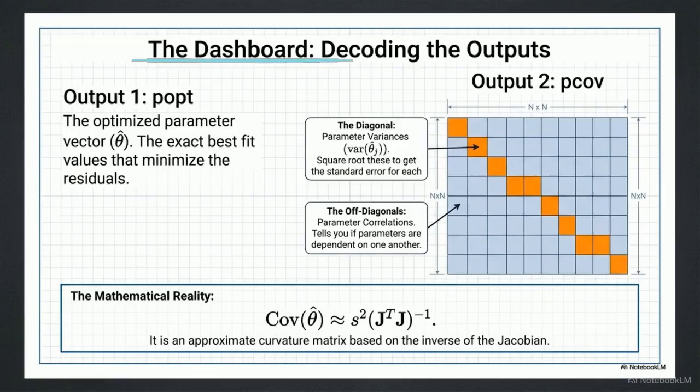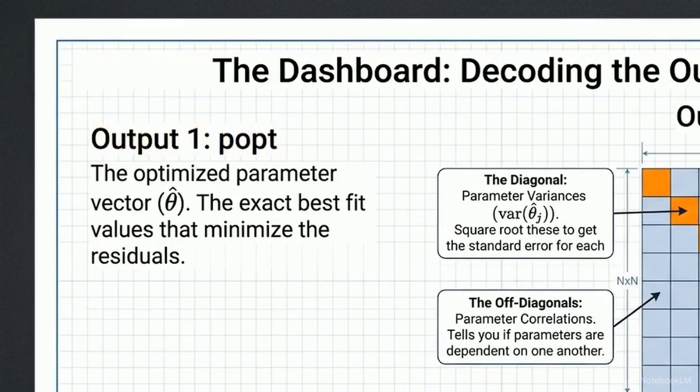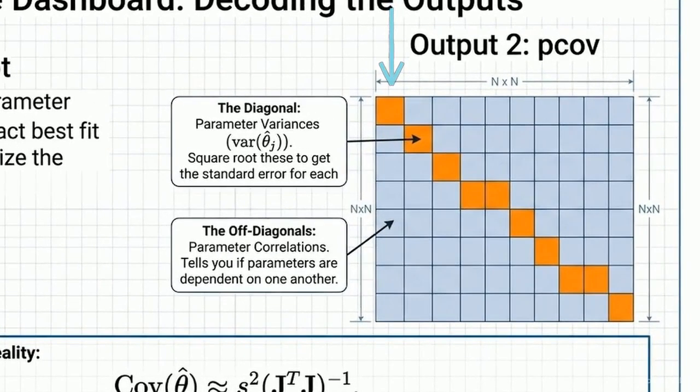When the optimization engine finally converges, it returns two arrays. This dashboard breaks down the output. The popt vector contains the exact best fit parameter values that minimize the squared residuals. The second output, pcov, is the covariance matrix. The formula at the bottom details the reality of this matrix. It is an approximate curvature matrix derived directly from the inverse of the Jacobian. The grid layout is straightforward. The diagonal values represent the estimated variances, or standard errors, for each parameter, while the off-diagonals track correlations, showing if parameters mathematically depend on one another.